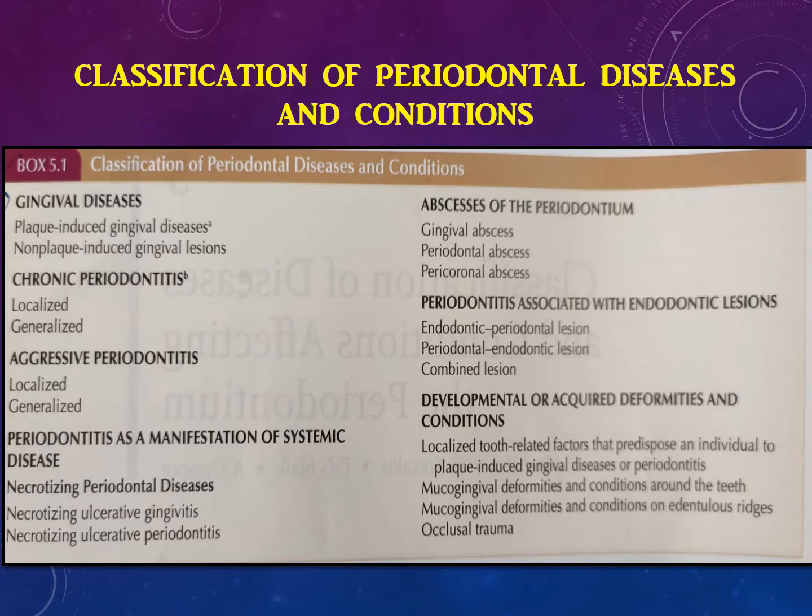So, this is the classification which we are following right now, the AAP classification in the year 1999. So, the periodontal diseases and conditions are classified into gingival diseases, chronic periodontitis, aggressive periodontitis, periodontitis as a manifestation of systemic disease, abscess of the periodontium, periodontitis associated with endodontic lesions, developmental or acquired deformities and conditions. So, now we will be looking into each and every subdivision.